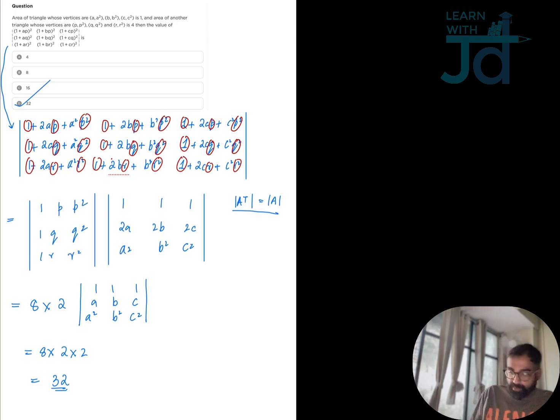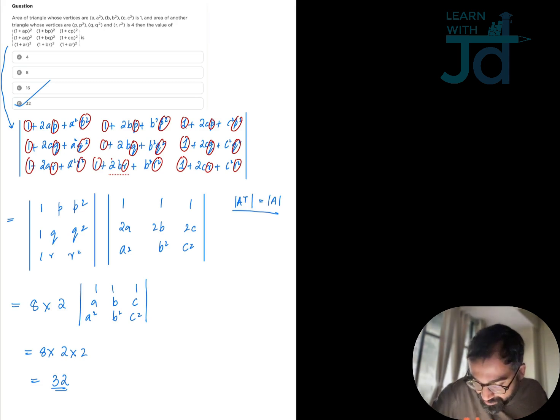Sorry, earlier I made a small mistake in the expansion, but once I understood that I'm taking the multiplication, then I understood there is something wrong. It's not coming the same determinant that we discussed. Okay, so let's go to the next problem.